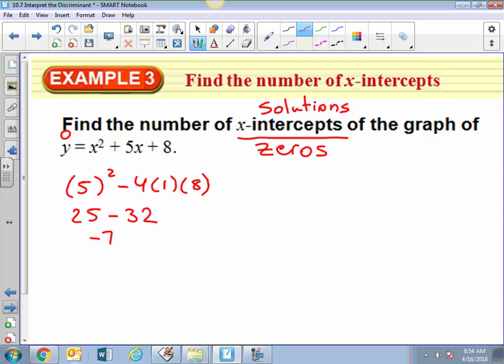Since we have a negative number, there is no solution, but to be specific to the question, there are no x-intercepts. And if you wanted to confirm that, you could graph it on your graphing calculator, and you would find that this is not going to intersect the x-axis.